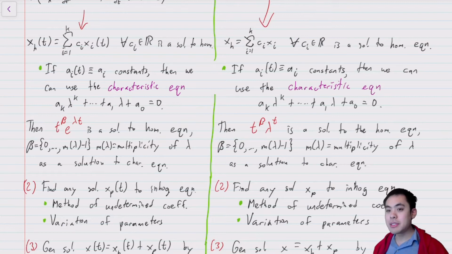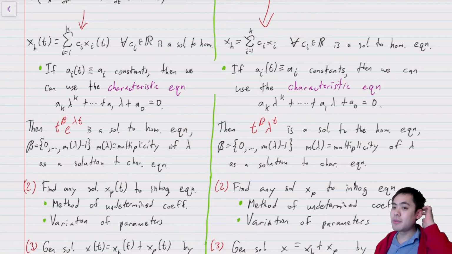Now, I wrote this in a general way, t to the beta e to the lambda t, where beta is an integer that is between 0 and the multiplicity of lambda minus 1. And so if a solution has multiplicity 1, so if it's a root of your characteristic equation only once, then beta is equal to 0 and t to the 0 is equal to 1, and so you just end up with e to the lambda t. So this is the typical situation. In the case where you have multiple copies of that root of your characteristic equation, that's when you need to start adding in the t's.